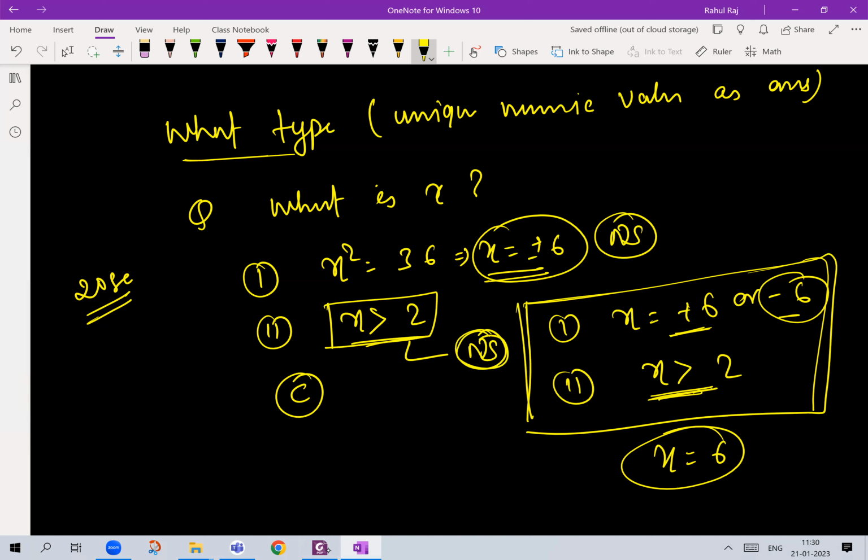But it says it's not sufficient, right, Avneet? No, from the first statement, Rahul, if x square is 36, then by default x can be only plus 6 or minus 6. Nothing else, no other values it can take. Okay, got it.